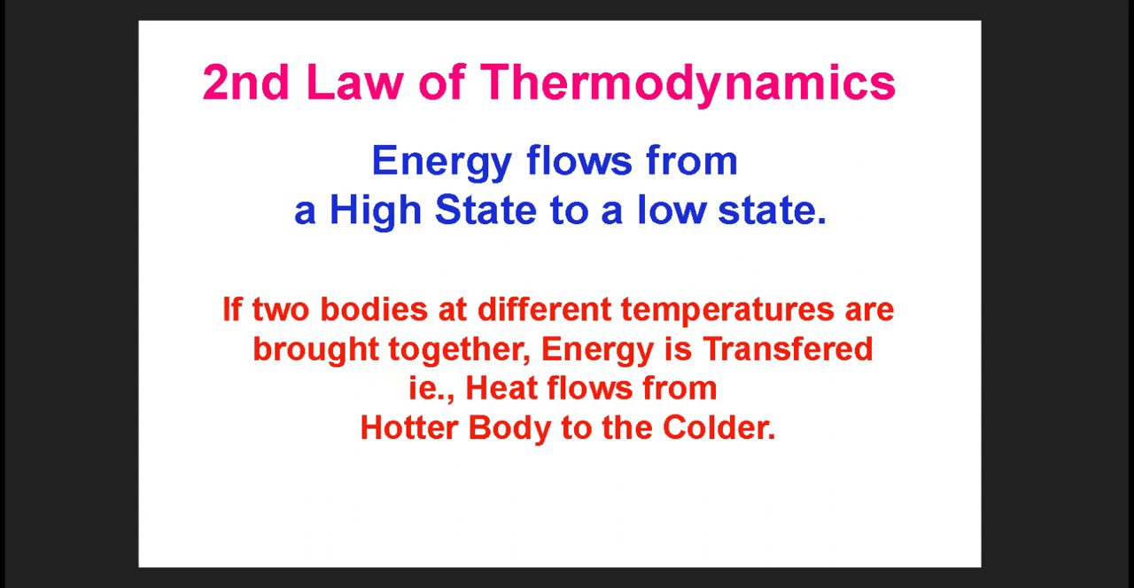There's a law in the universe we call the second law of thermodynamics, which says energy flows from a high state to a low state. If two bodies at different temperatures are brought together, energy is transferred from a high state to a low state, i.e., heat flows from a hotter body to the colder body.